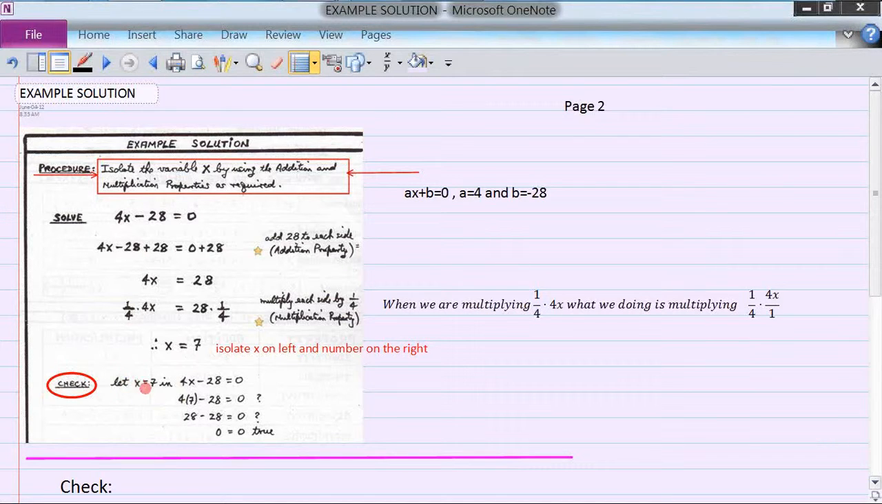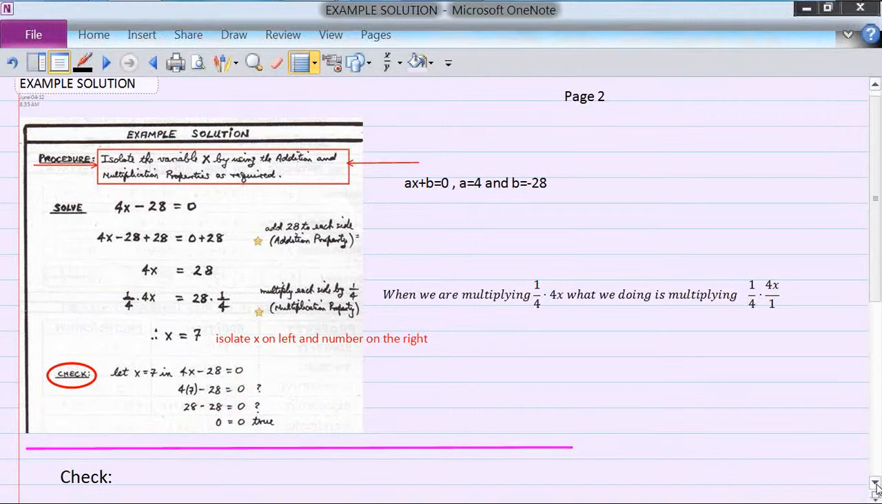And you can see that if you go back and check the answer right here, you substitute x equal to 7 into 4x minus 28 equals 0. You replace the x with a 7. 4 times 7 is 28. 28 minus 28 gives you 0. And that's what the right side is.